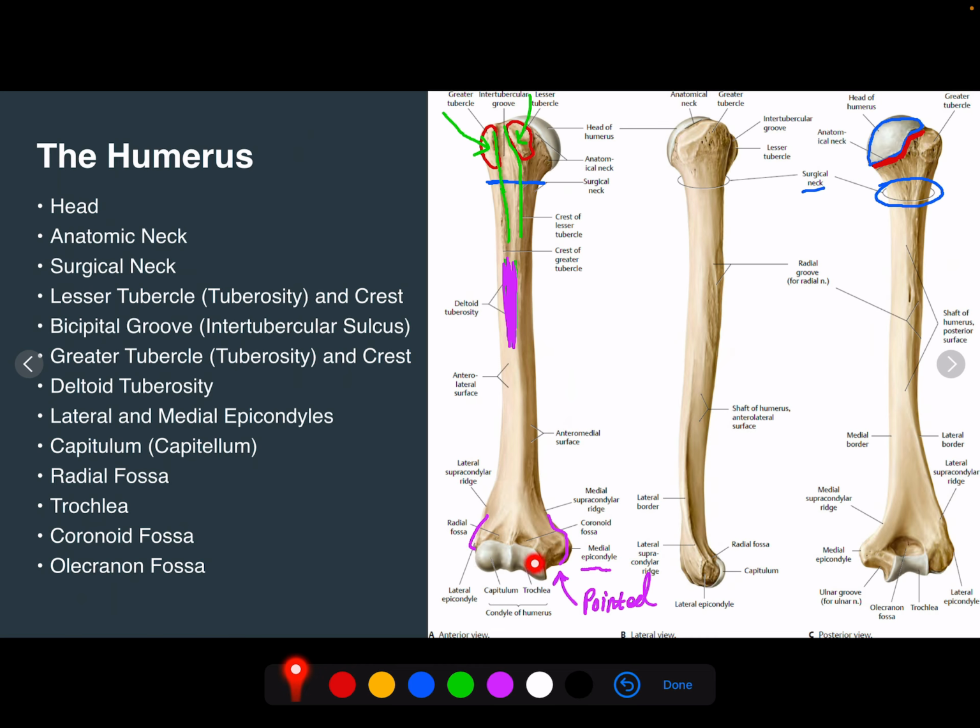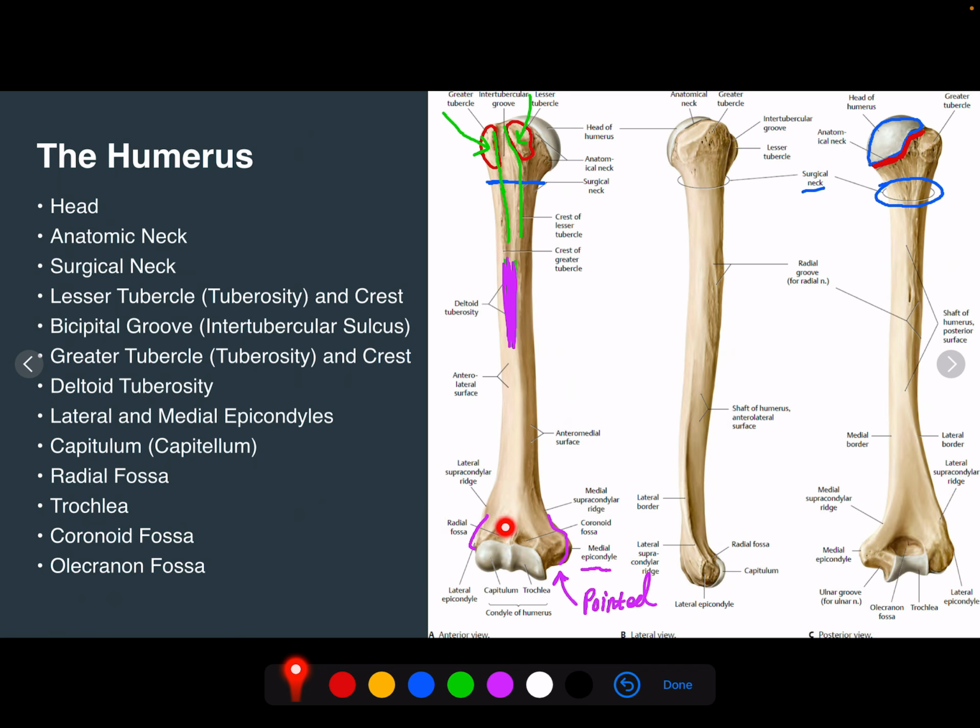Our trochlea, on the other hand, is going to be on the medial surface of the distal humerus, and this is what articulates with the trochlear notch of the ulna, and we'll be going over the ulna in just a bit. Okay, we have our olecranon fossa on the posterior aspect of the humerus, and our coronoid fossa on the anterior aspect of the humerus.